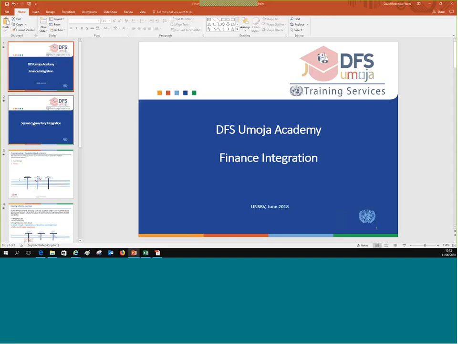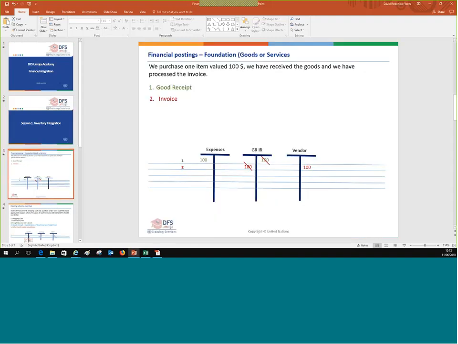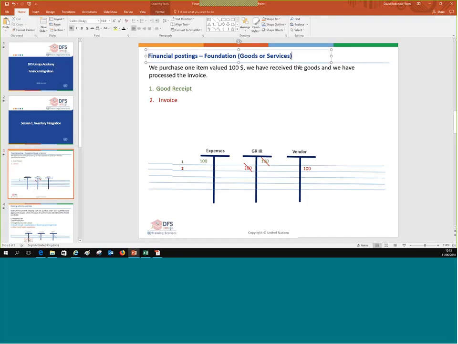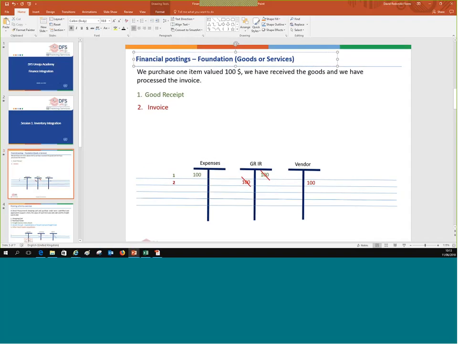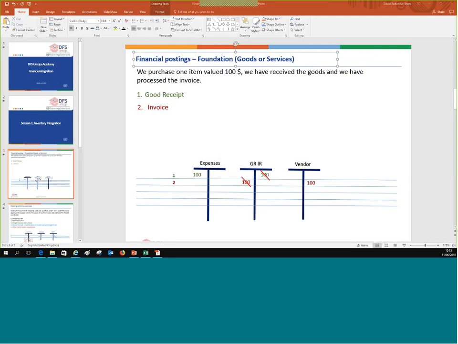I will not put the slide on full presentation so I can write. So if you remember from foundation, when we were acquiring either goods or services, we could have a PO for your goods, for instance, and in the PO we will have the account assignment, and immediately after the goods receipt, we will get the debit on expense account.